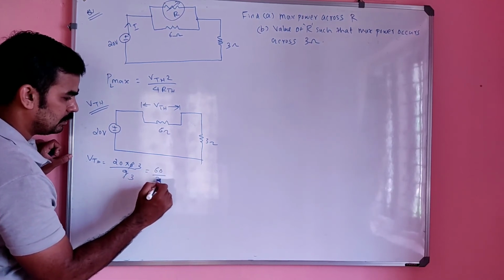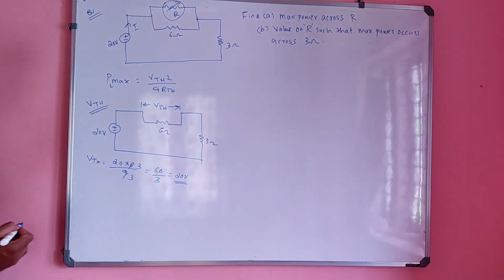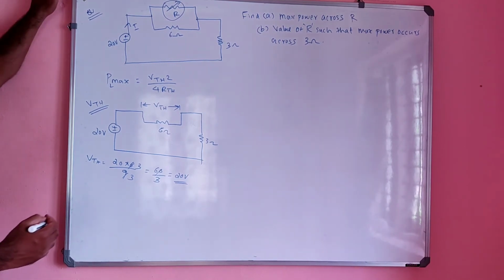60 by 9, that is 20 volt, right? Is it correct? Is it correct, beta?